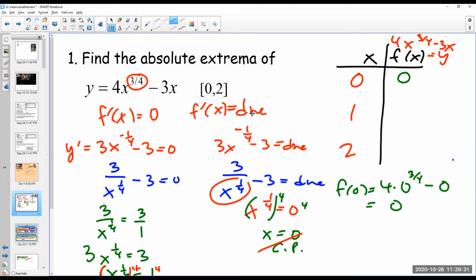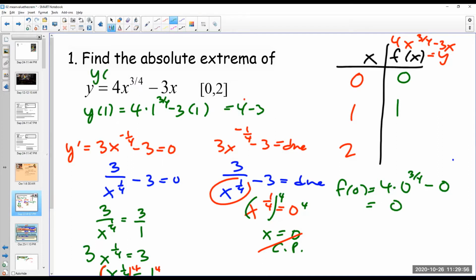Okay, let's plug in 1. So I'm going to do f of 1. I guess it's really y of 1. So y of 1, 4 times 1 raised to the 3/4 minus 3 times 1. What's 1 raised to the 3/4? 1. So this would just be 4 minus 3, which is 1. 1 and 1.